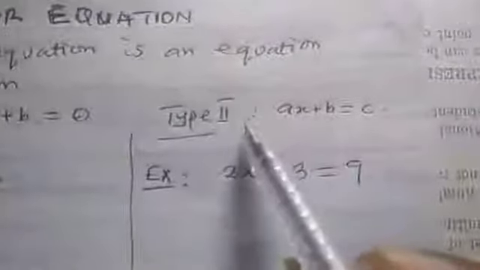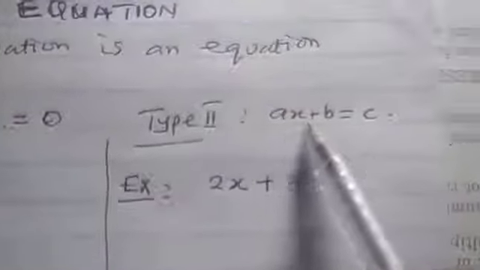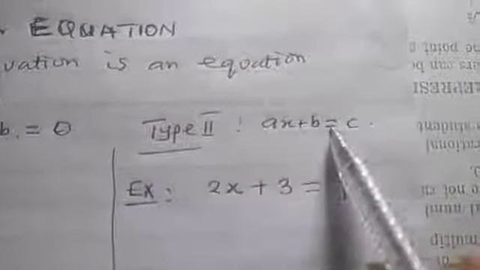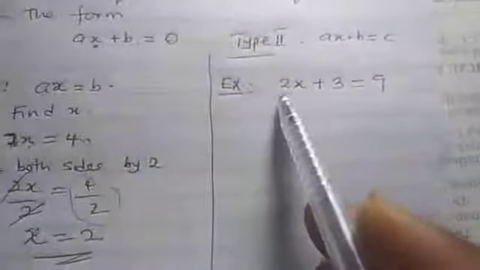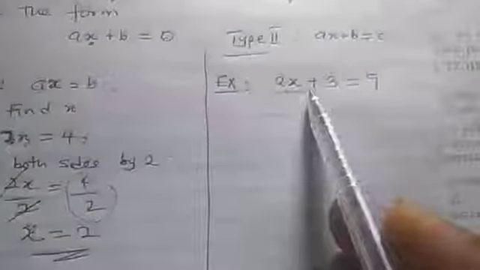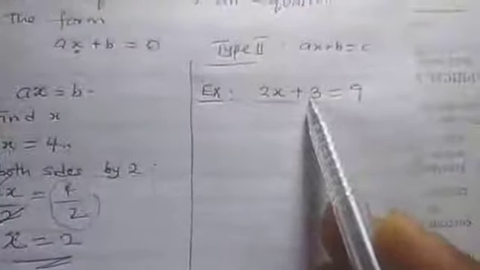Now let's consider another type. Another type is this: when we have ax + b = c. Look at the example here. You can see it is just like the previous one, but here now we have an added number. The other time we were considering just this and this. There's a number here now.